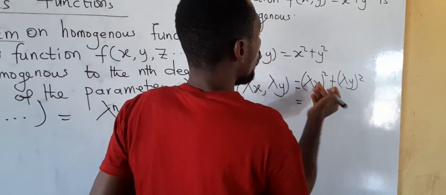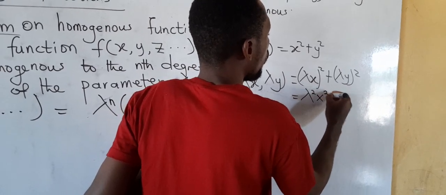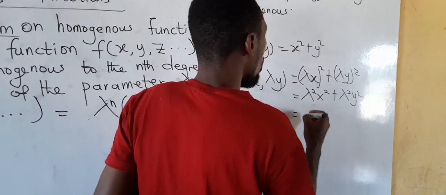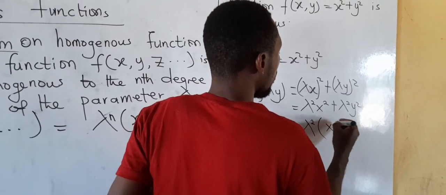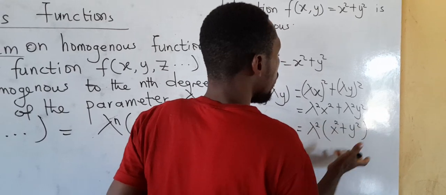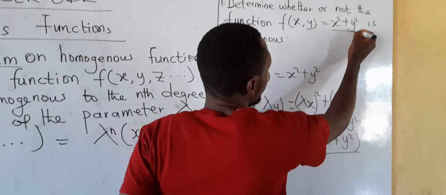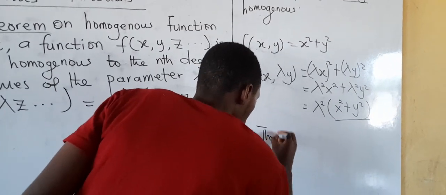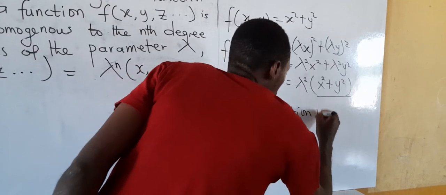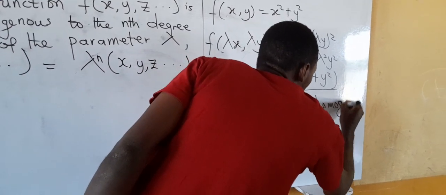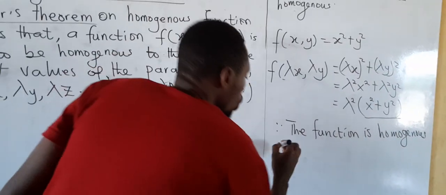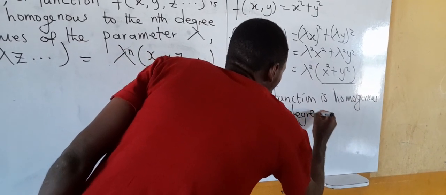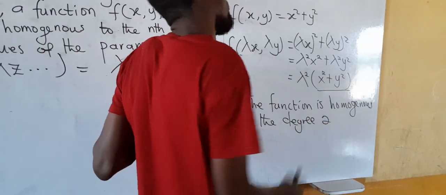I hope you get that. So we simplify and get lambda squared x squared plus lambda squared y squared. Now what is common to these two? You see that lambda squared is common. We can bring it out. So lambda squared out, x squared plus y squared. The question is, is what is here the same as the function? If the answer is yes, then the function is homogeneous. Therefore, the function is homogeneous to the degree 2. I hope you get this concept.